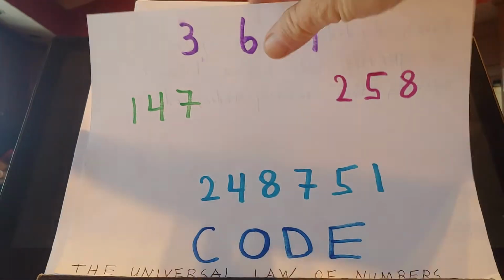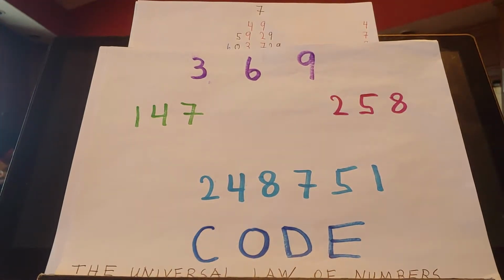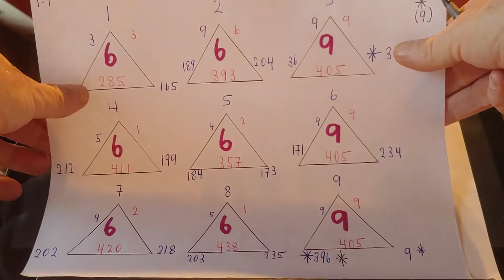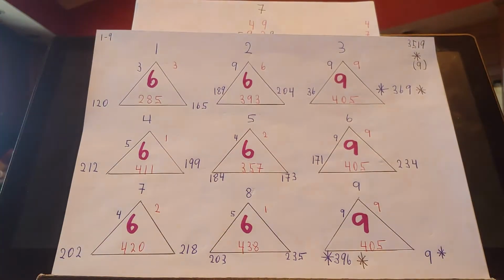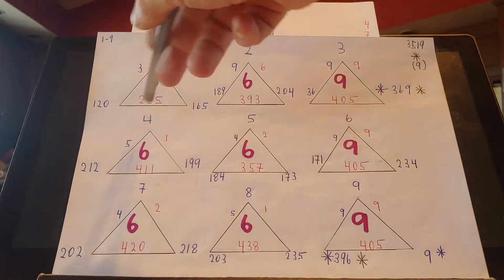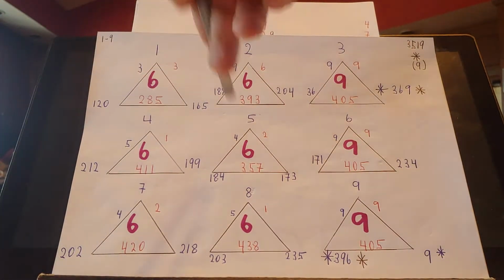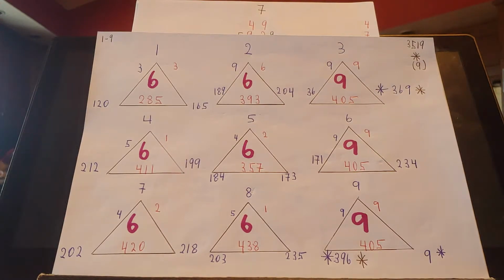Now, this is all coming from the 369 code. And if we take those little triangles and we reduce them, we can look at them like this. If we add up the left-hand side and add up the right-hand side, we come up with this scheme of 669, 669, 669, and that's just natural.